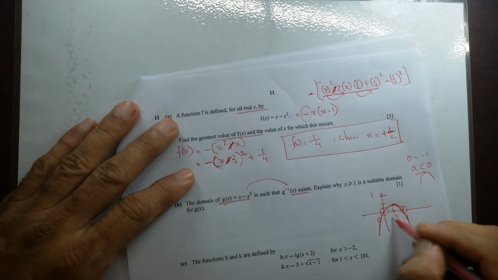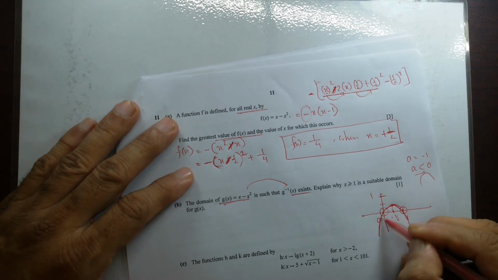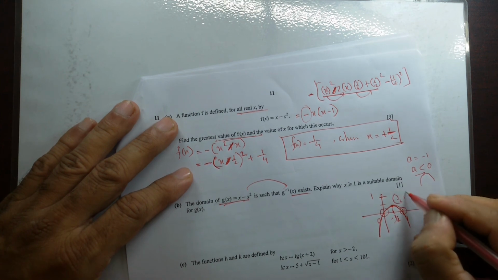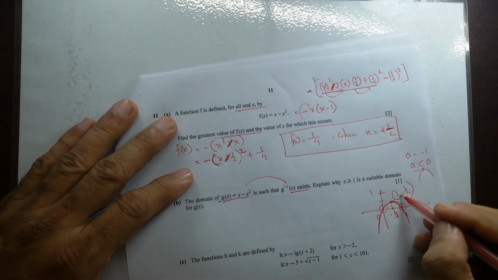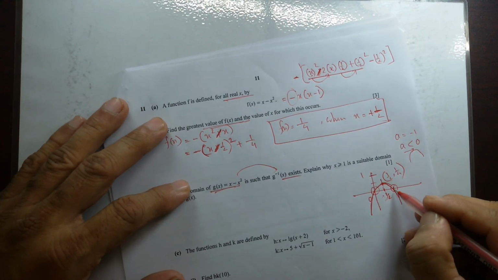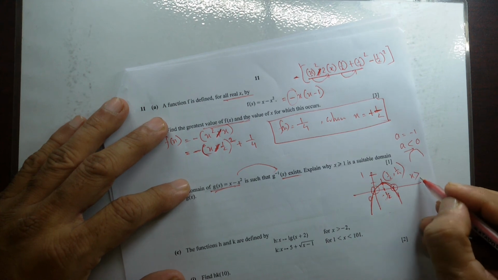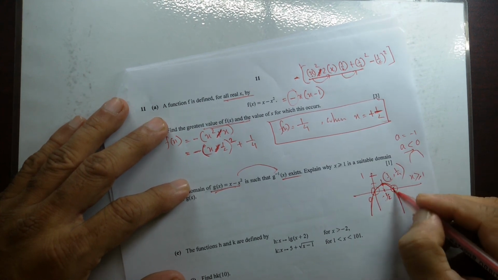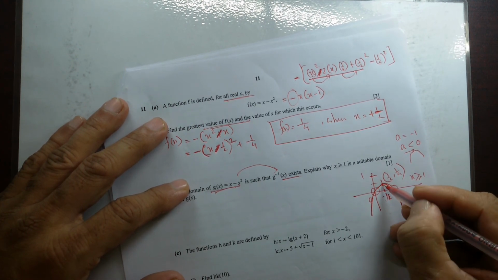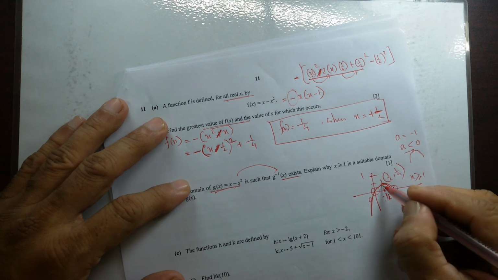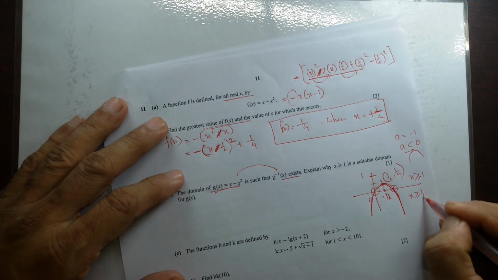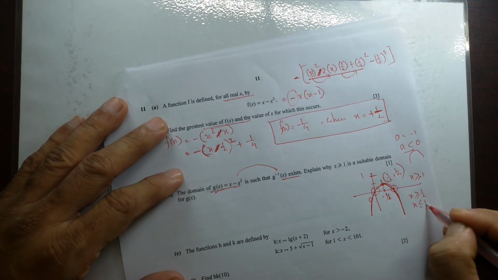Now if you look closely, this particular point is half and 1/4. When x equals half, y equals 1/4. That's the maximum. Now over here, if x is greater than or equal to 1, we are talking about this part over here. From this value, x greater than half or less than half will do, only if we restrict our domain to this part: either x is greater than or equal to half, or x is less than or equal to half.